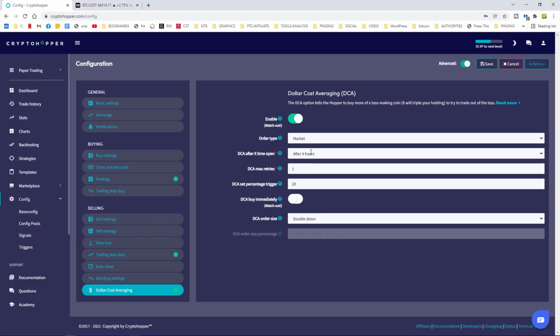Sometimes it's necessary, but don't get yourself into the bad habit of doing a DCA when you're only minus 2% down, because you're essentially doubling up on that position. And if you've got a $100 position and you're doubling it up to $200, you can quickly swallow your funds.